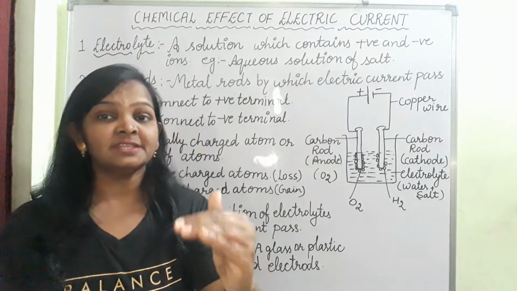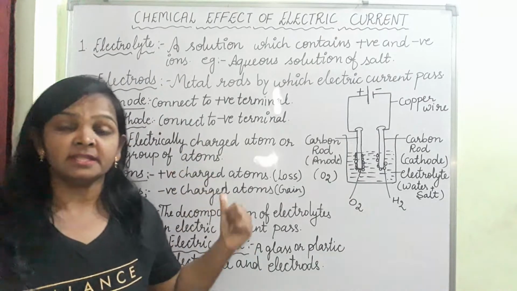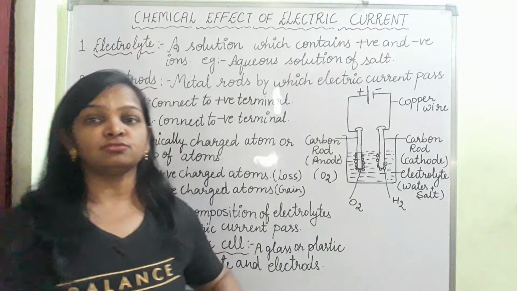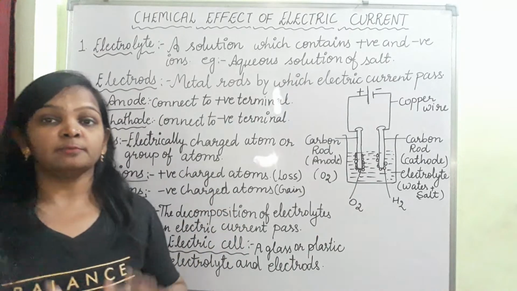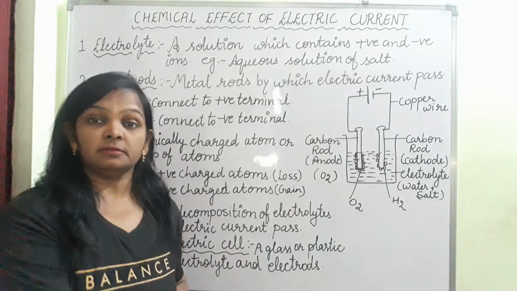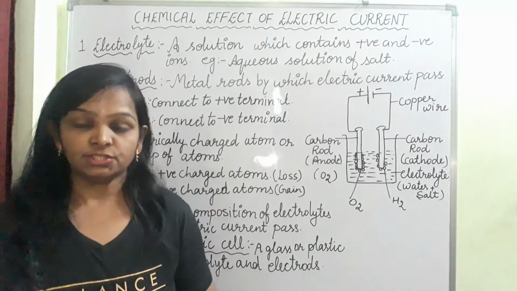If they lose electrons, they are known as cations. If they gain electrons, they are known as anions. And if they lose electrons, they are positively charged. If they gain, they are negatively charged.